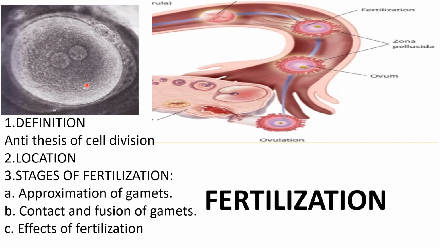Then the next is location. So what is the site of fertilization? Fertilization occurs in the lateral one-third of the fallopian tube in the ampullary cavity.